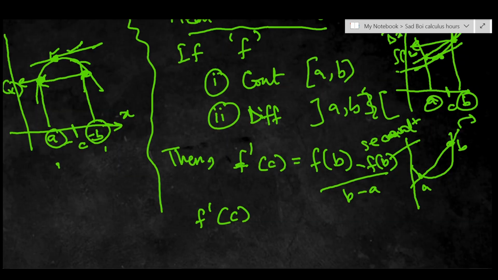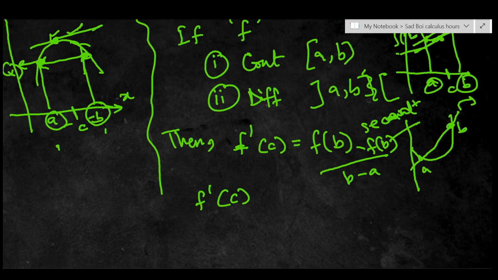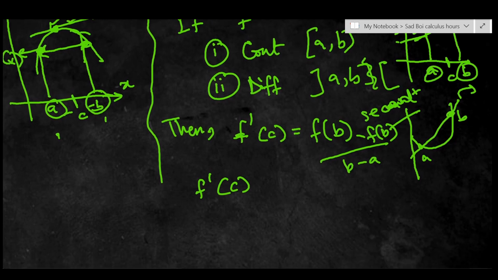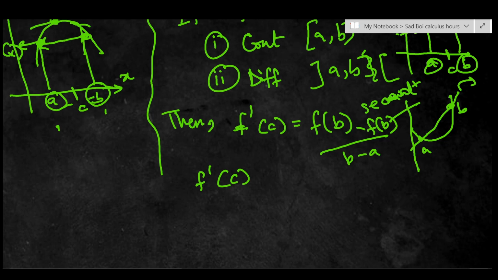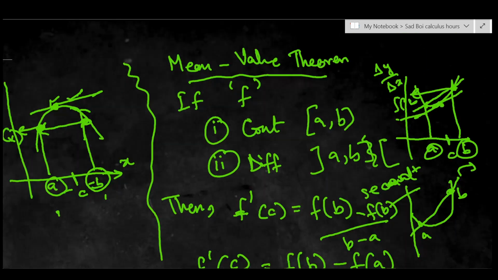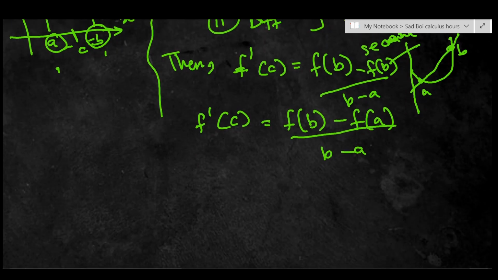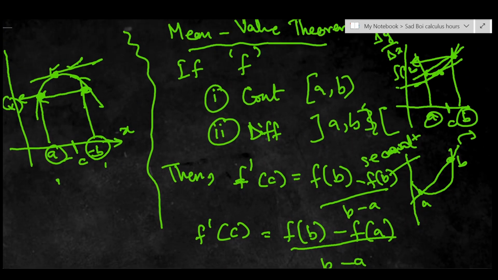It says that if you have a function such that it is continuous on a certain domain and it is differentiable on that domain, then you have a point c in that domain such that the derivative of the function at that point c is equal to the gradient of the secant line, that is f of b minus f of a over b minus a, where b is the maximum of the domain and a is the minimum of the domain. So these are the particular concepts.